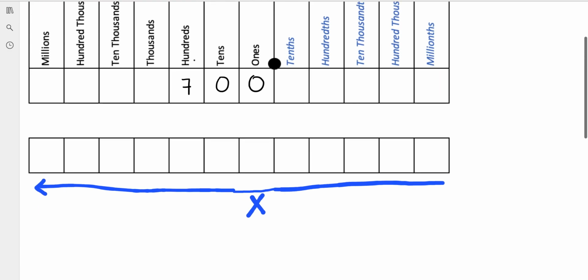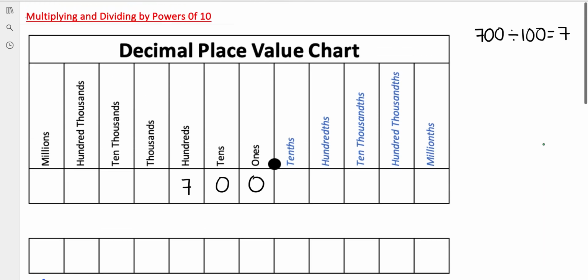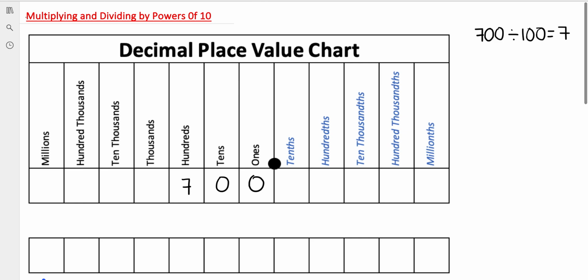So, when I'm dividing, I'm going to move to the right, and it's true for all decimal places. How many decimal places? I'm dividing by 100, so I have 2 zeros here, which means that I have to move 2 decimal places.